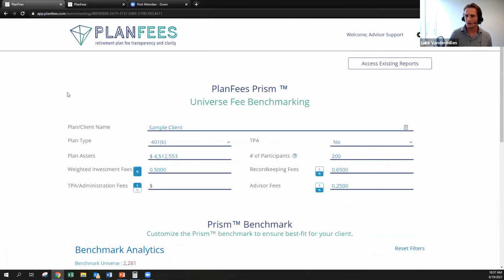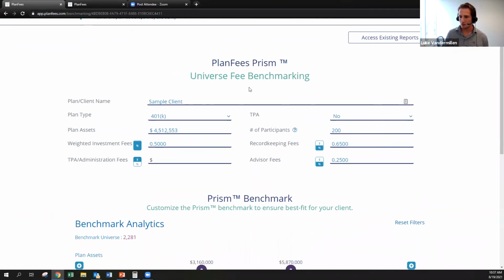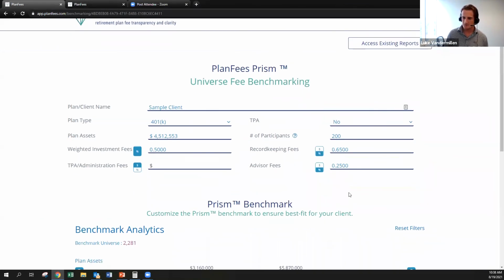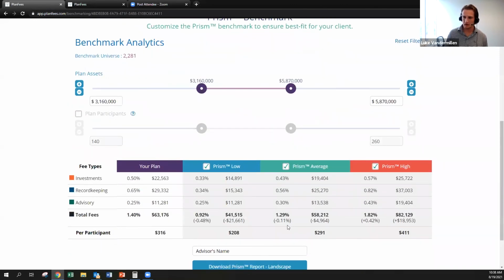So I pulled up the 2 different PlanFees reports that are available through the PlanFees website. And the first is the PlanFees Prism report here that I have pulled up on the screen. So you can see with the PlanFees Prism report, the advisor is only required to put in about 6 data points, depending if there's a TPA or not. So the advisor puts in the client's name, the assets, number of participants, and then the investment, record keeping and advisor fees right there. And the site will automatically create a benchmark based on the information that's put above.